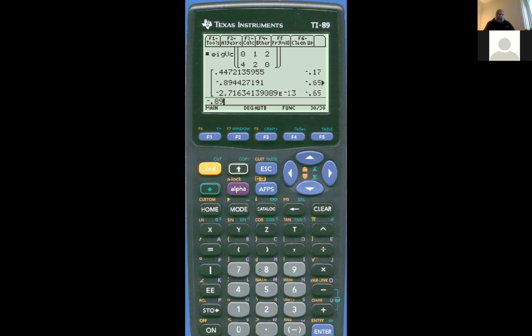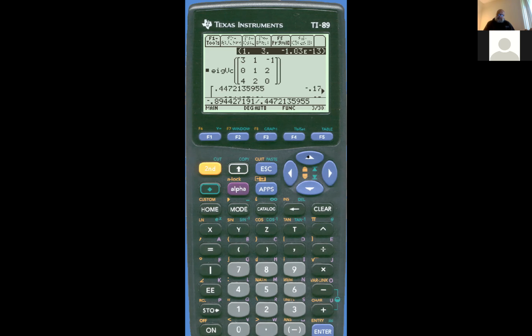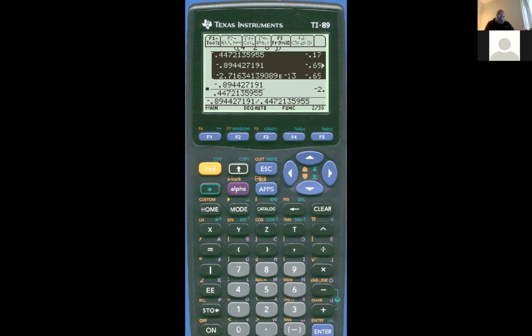Negative 0.89442719 divided by 0.447 2135955. Ta-da! -2. And so they go in order. The calculator gave us the eigenvalues of 1, then 3, then 0. So the first vector it spits out is the one that goes with the 1. And so it is 1, -2, and then 0.